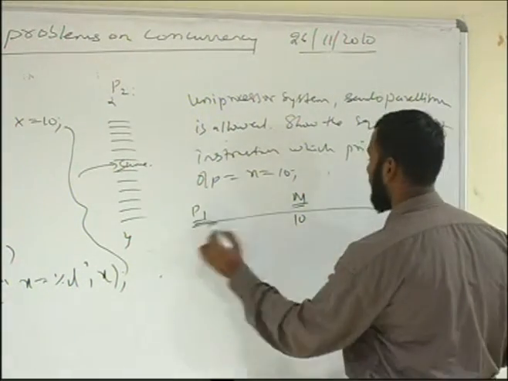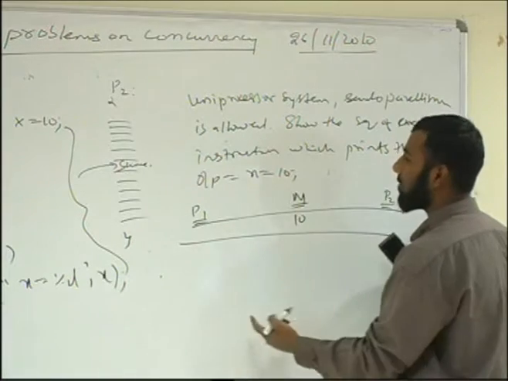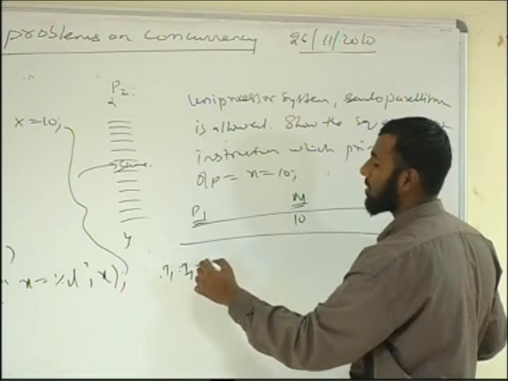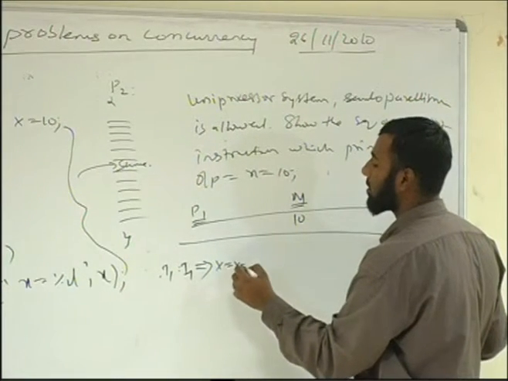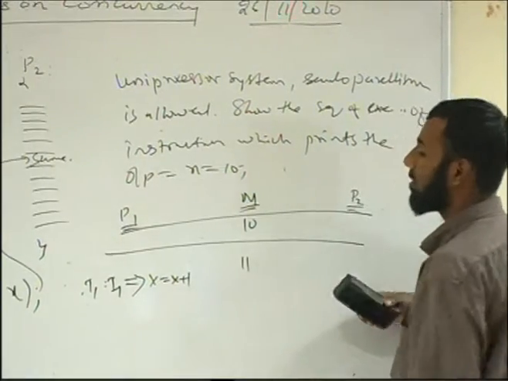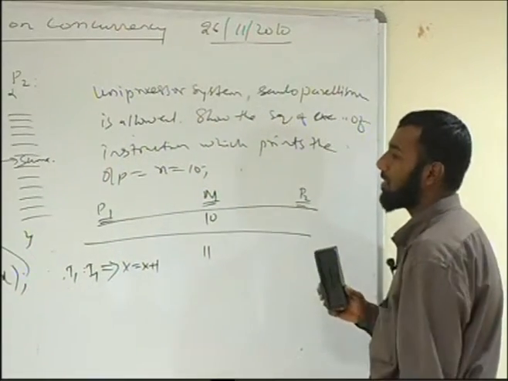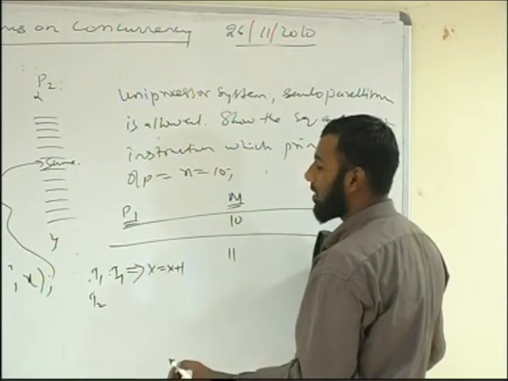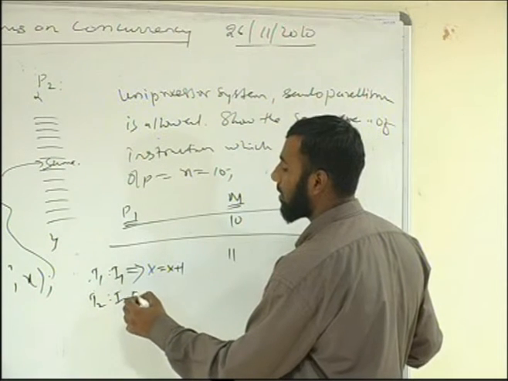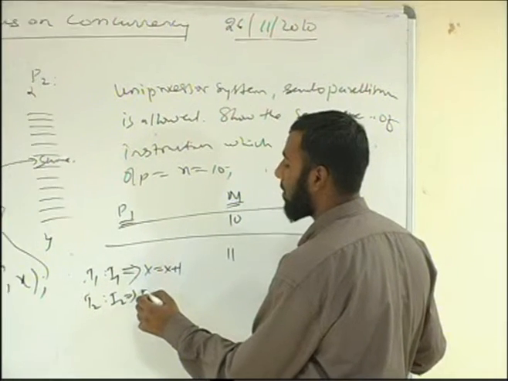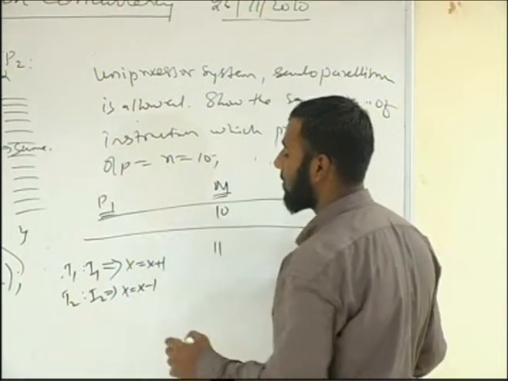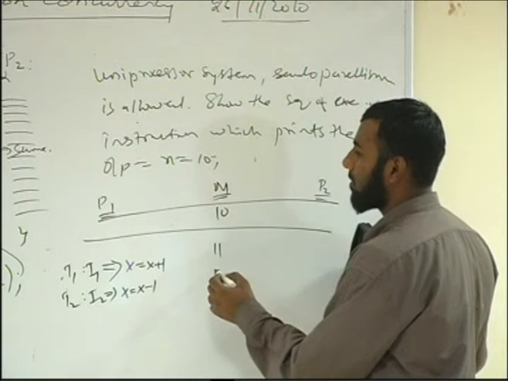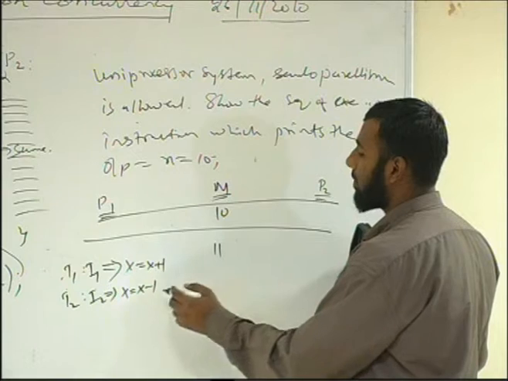So initially the value of memory was 10, and when the first instruction is executed, which is x is equal to x plus 1, the value of memory contents becomes 11. So it has been modified. Now assume that another process has executed at t2, instruction 2. It makes x is equal to x minus 1, so the value of 11 becomes what?